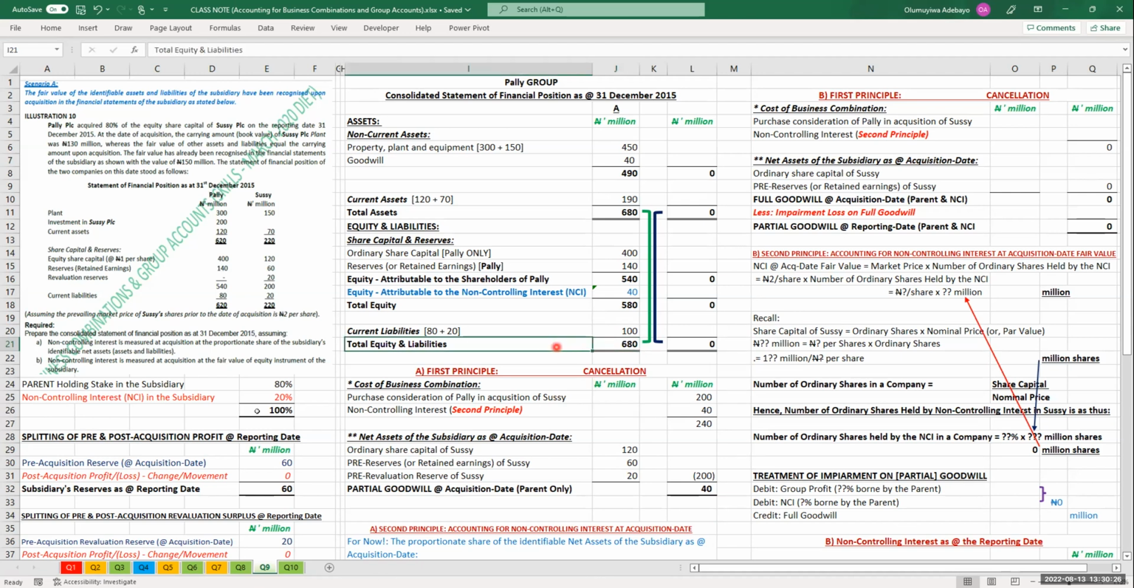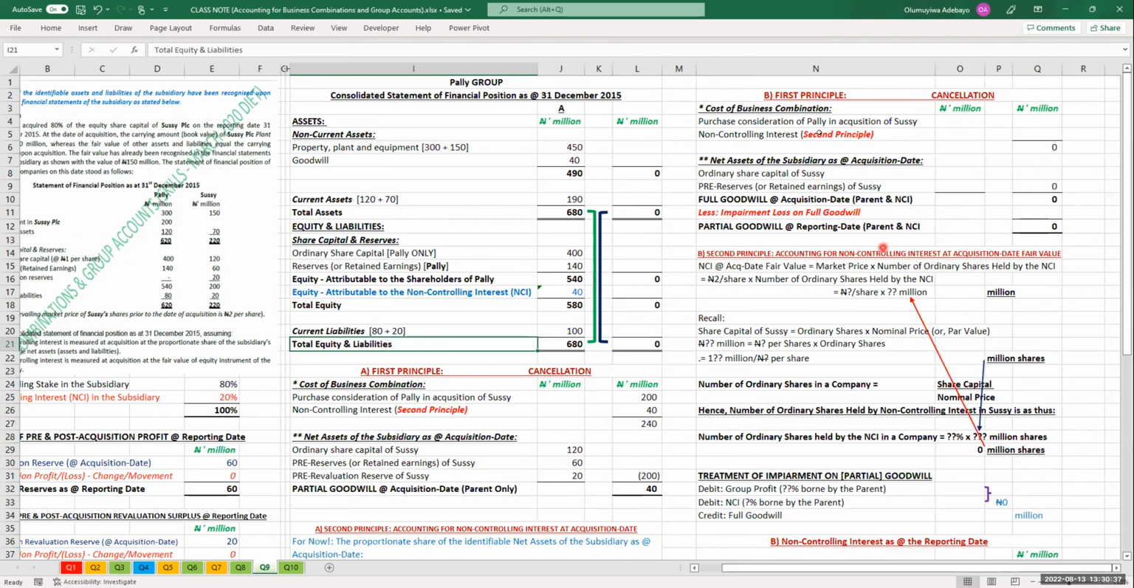Now, again, the second option, which will not materially be different, is that NCI is now measured at acquisition date fair value. As usual, we take the market price. Now, what is it? This has not changed. Our consideration of 200 has not changed. And likewise, this has not changed.